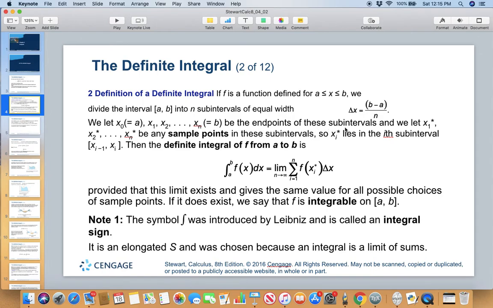These are the endpoints of these sub-intervals, and let x1 star, x2 star, and so on, xn star be any sample points. Sample points means any chosen points in these sub-intervals. So xi star lies in the ith sub-interval. Then this is important, guys. The definite integral of f from a to b, it's written like this with a long s, integral from a to b of f of x dx, it is this limit.